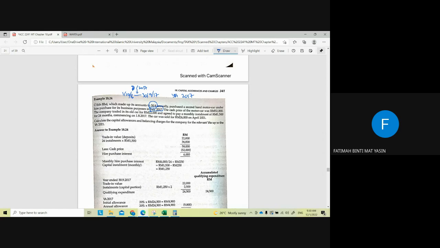The cash price of the motor car was 52,000 ringgit. Is there any restriction for this car? Is there a restriction for the QPE? Class? 50,000. Yes, correct. It is 50,000 because this one is a second-hand motor car. So the QPE is restricted to 50,000 ringgit. You must be careful.